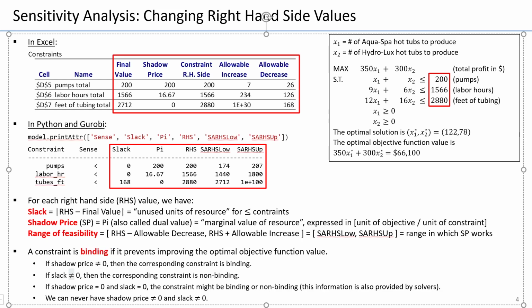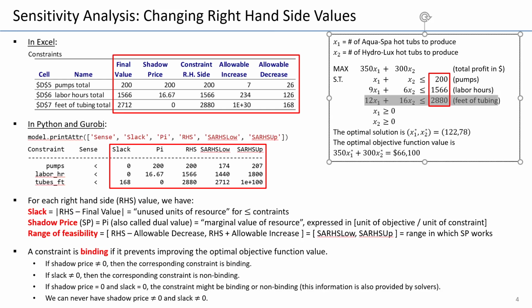Another consideration: if slack is not equal to zero, then the corresponding constraint must be non-binding. For example, here we have a constraint with slack 168, and what that means is that this tubing constraint, the third constraint, is non-binding. So this constraint definitely is not preventing improvement of the optimal objective function value.